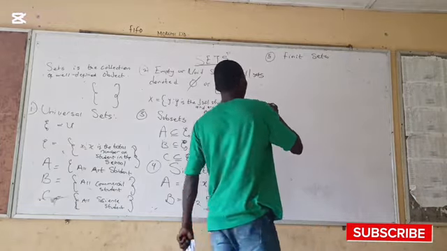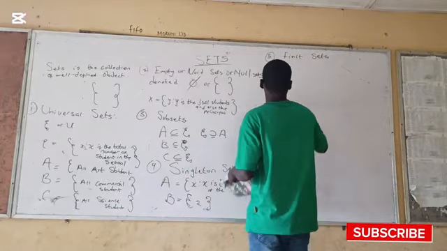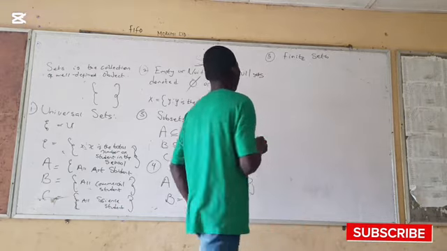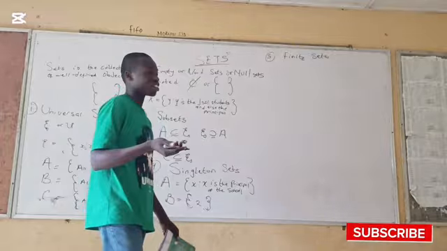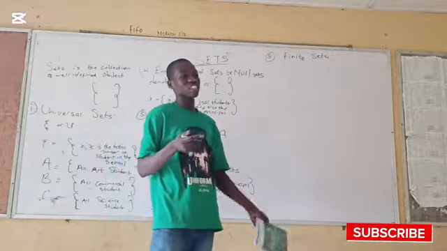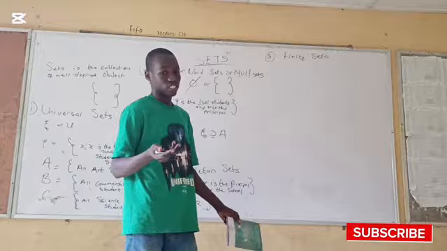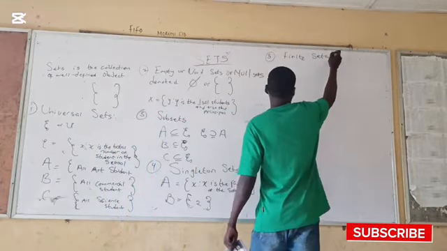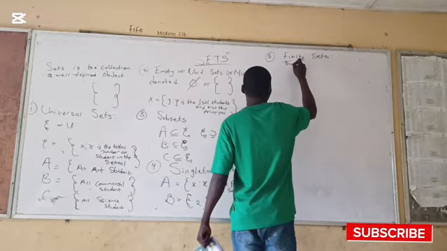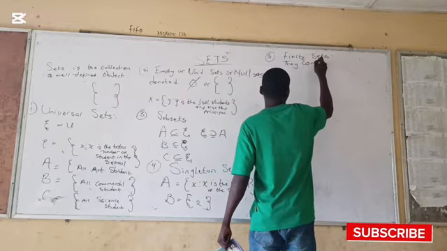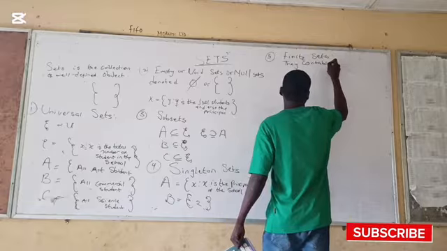When we talk about finite, the spelling for it, finite. I don't know whether my pronunciation is correct, but you understand what I mean. Finite sets are countable sets. So that's the definition. They are countable sets.